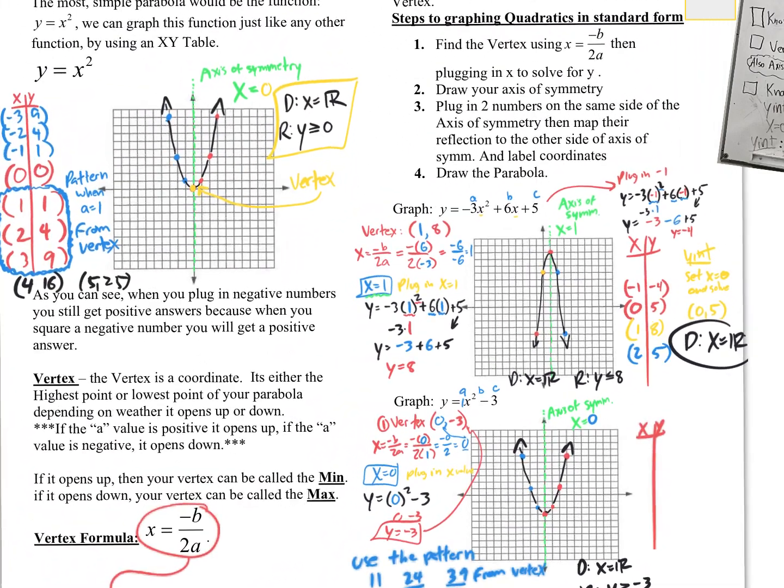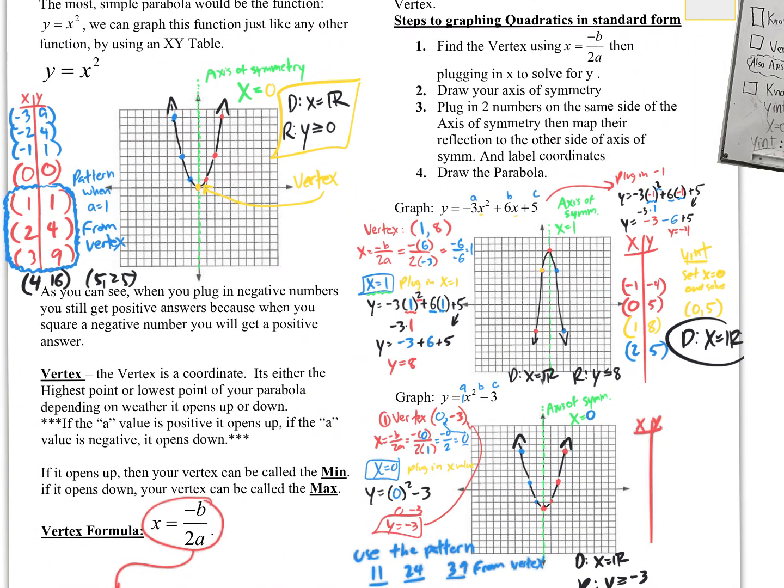So that's what we want to be able to do. We want to be able to state the vertex. We want to be able to state the axis of symmetry. That is a vertical line right through the vertex. You want to be able to state the domain and range. You want to be able to state the y-intercept by setting x equal to 0. And you want to be able to also use the pattern if possible.